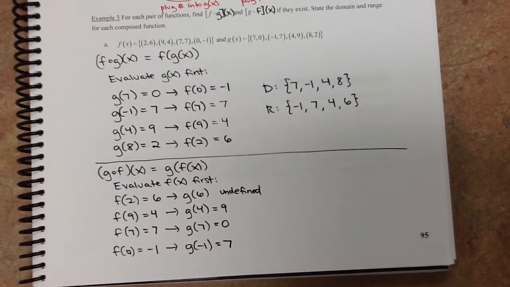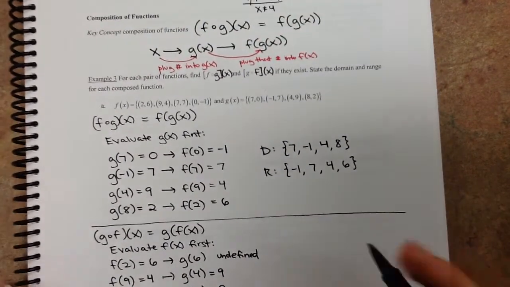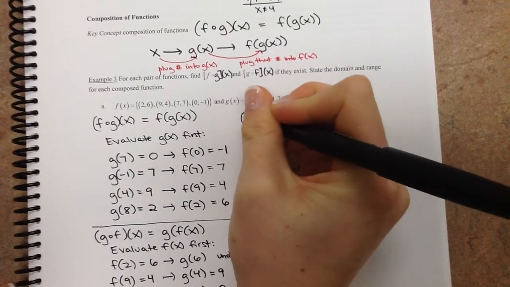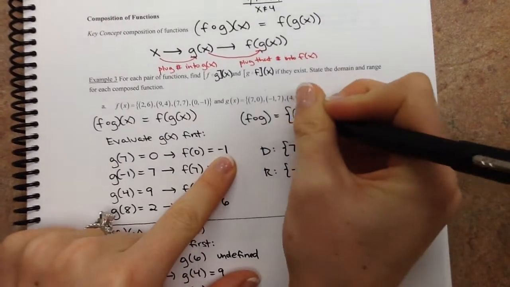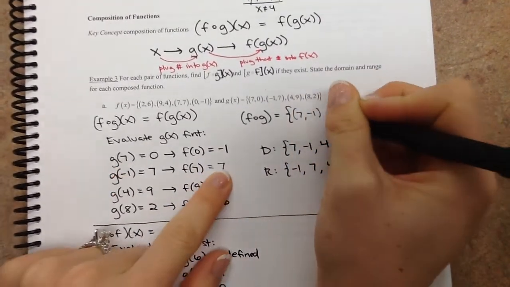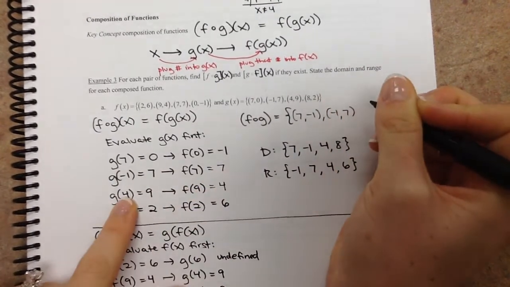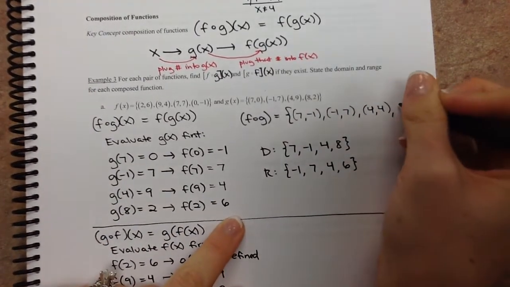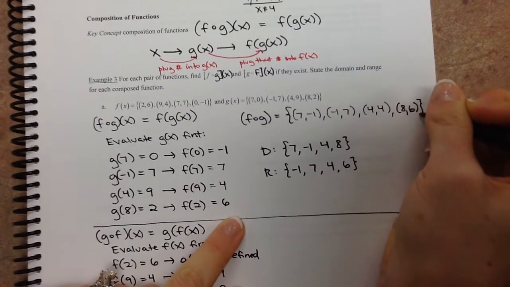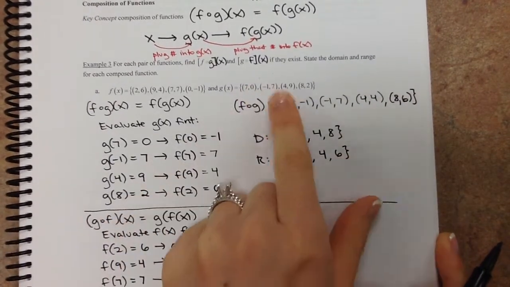All right, so part of my function is defined, part of my function is not. So the composition is undefined for that one value. It is defined for a couple of values, so we do get a couple of points. So let's write f composed with g as a list of all of my resulting ordered pairs. So 7, -1 would be an ordered pair. -1, 7 would be an ordered pair. 4, 4, and 8, 6. Okay, so that's just a list. That's my function from beginning to end.